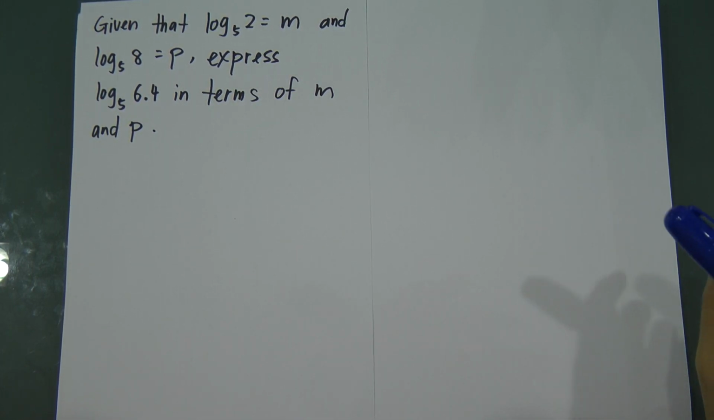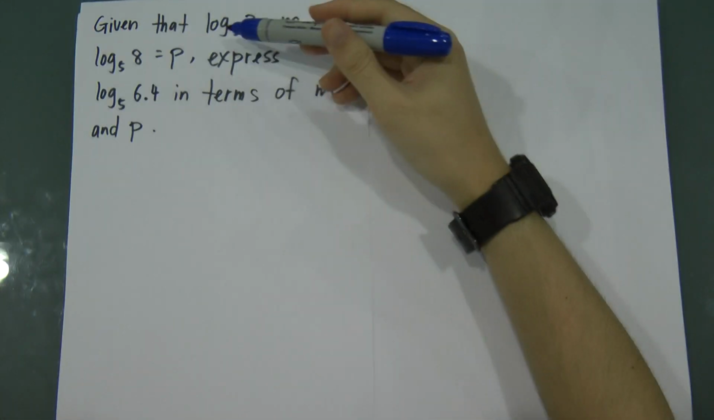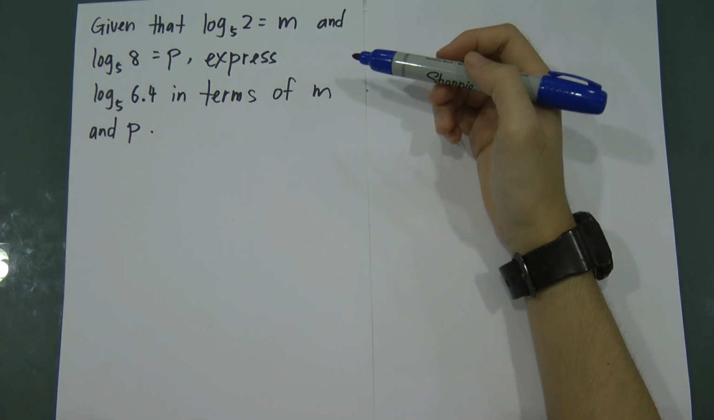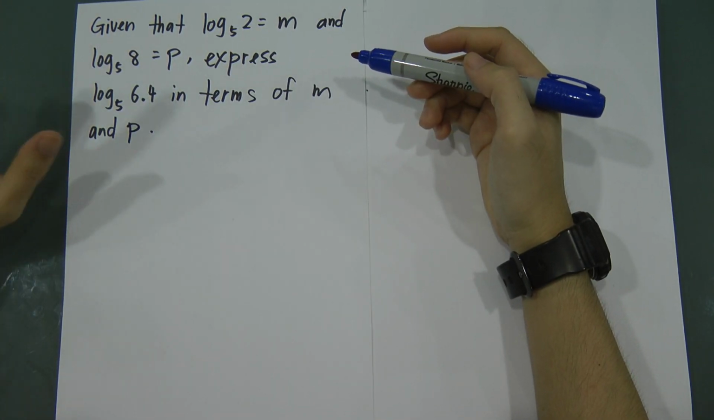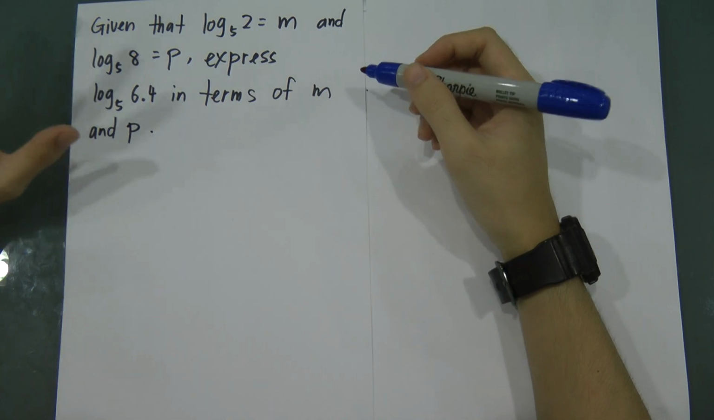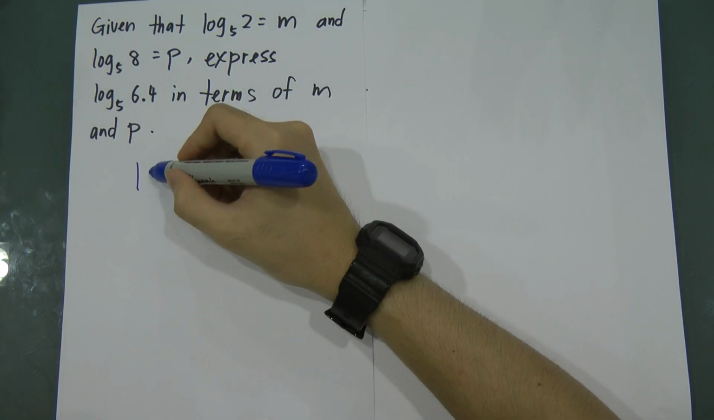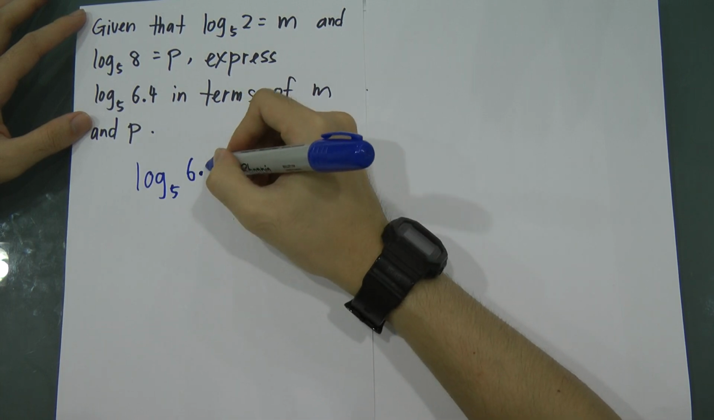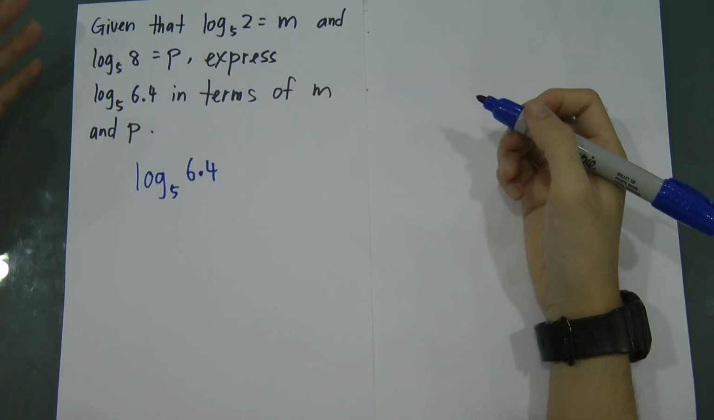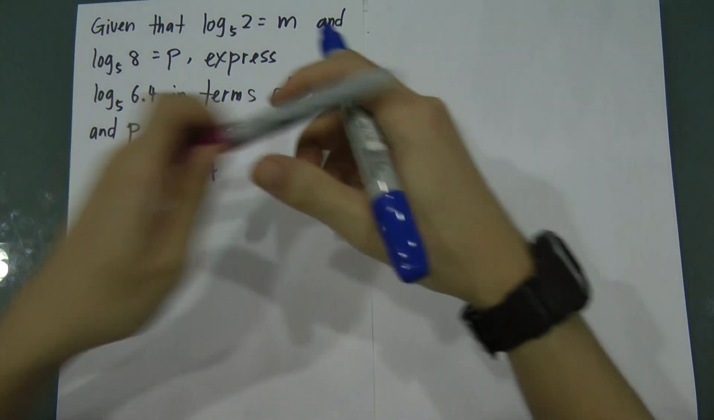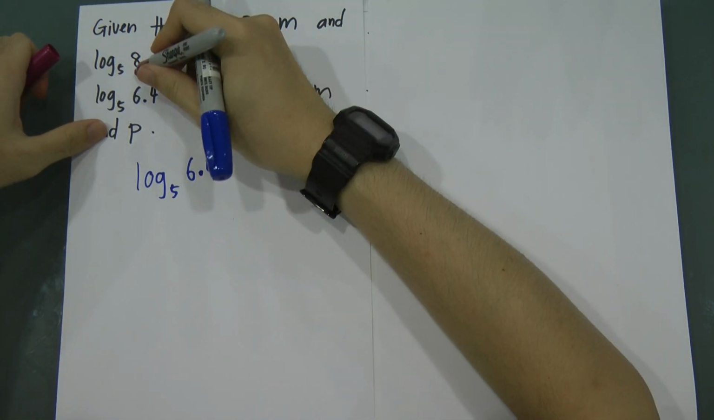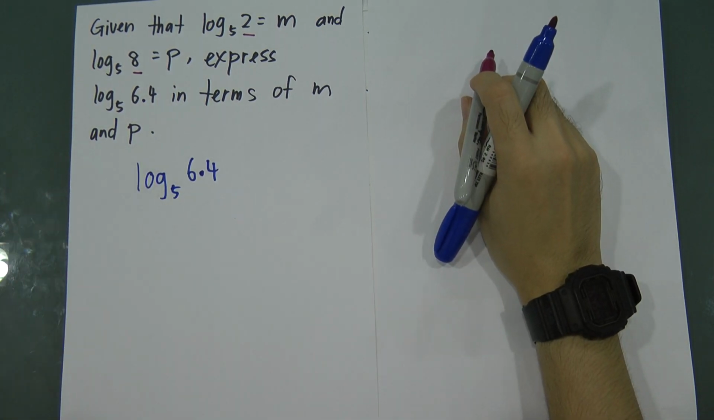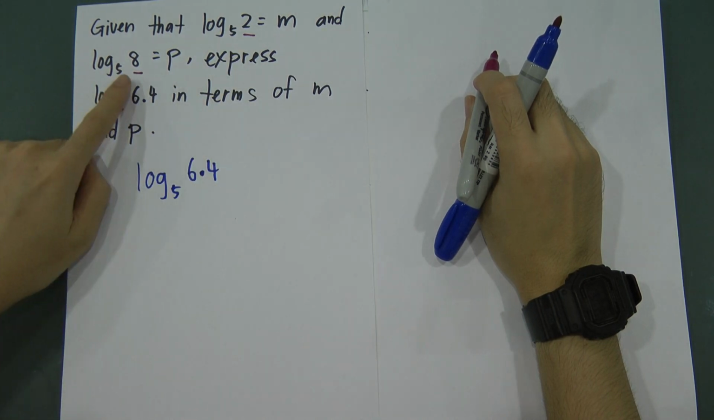Alright, in this example, say given that log base 5 of 2 equals m and log base 5 of 8 equals p, and then they ask you to express log base 5 of 6.4. This kind of question is a little bit difficult compared to the previous one. First, what you see over here are 2 and 8. You must try to relate 6.4, you can only relate it to 5, 2 and 8.